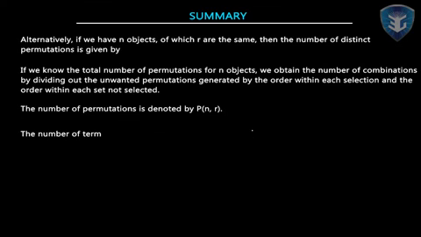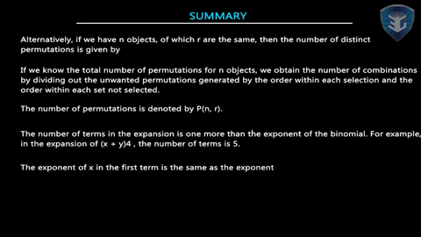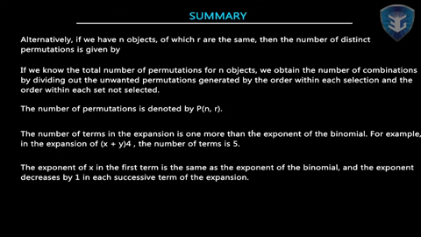The number of terms in the expansion is one more than the exponent of the binomial. For example, in the expansion of (x + y)^4, the number of terms is 5. The exponent of x in the first term is the same as the exponent of the binomial, and the exponent decreases by 1 in each successive term of the expansion.